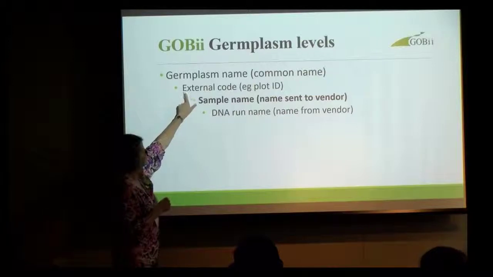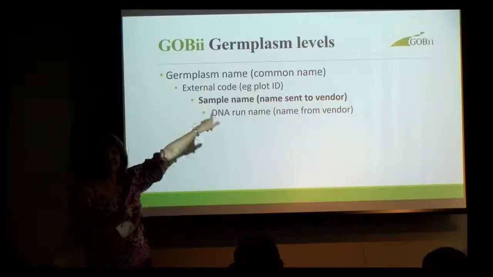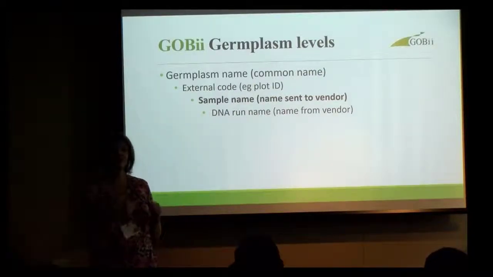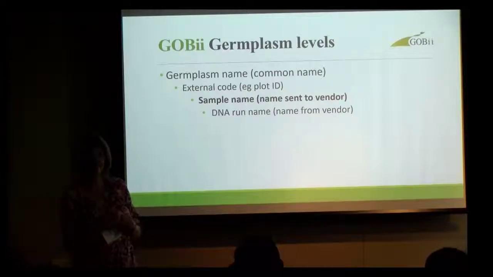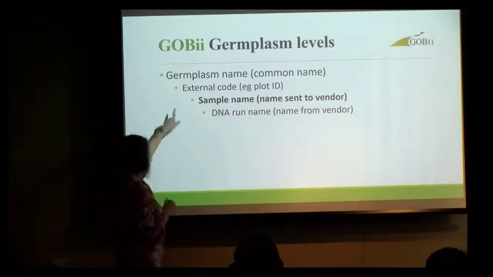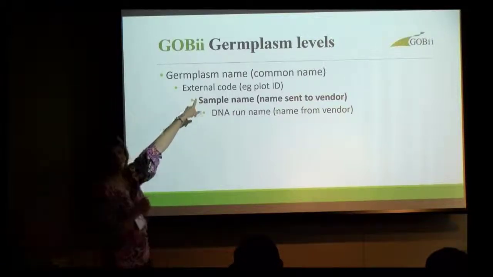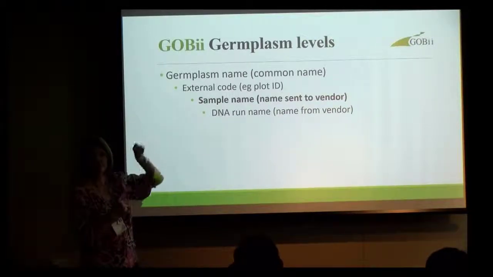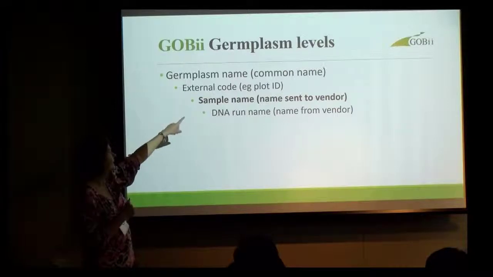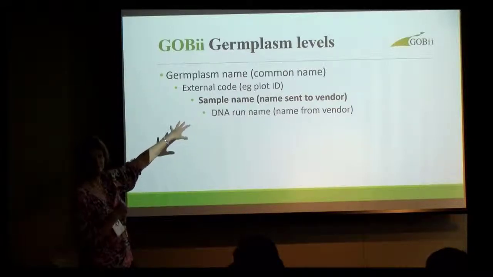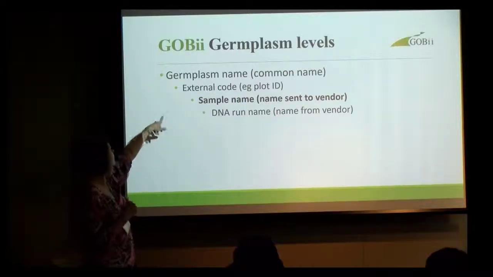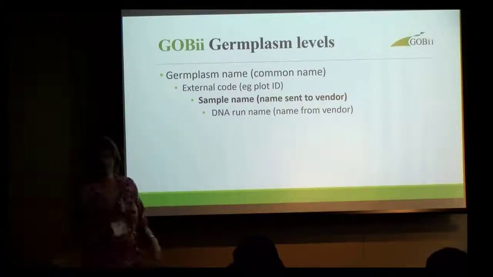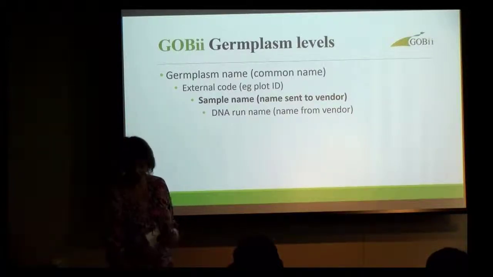We have this concept of an external code, and this external code comes from the breeding management system. So this is a really important piece of information. This is what's going to connect two different systems together. Most of our users are using the plot ID in this space, so the plot ID from which a sample was taken for this one. And then the germplasm name, just a common name that can be used to extract data.